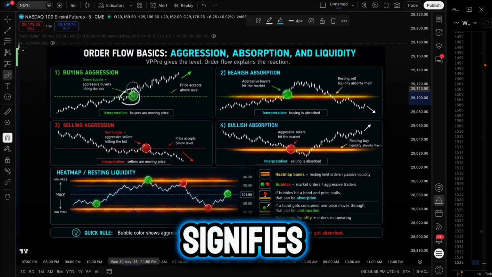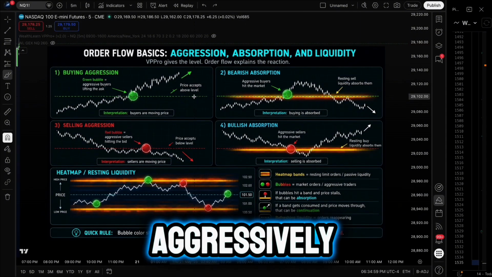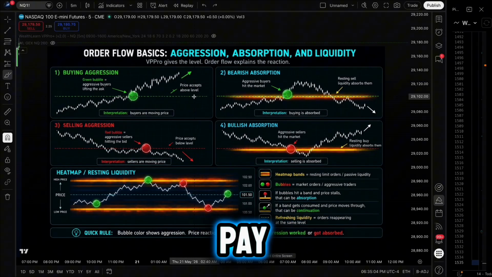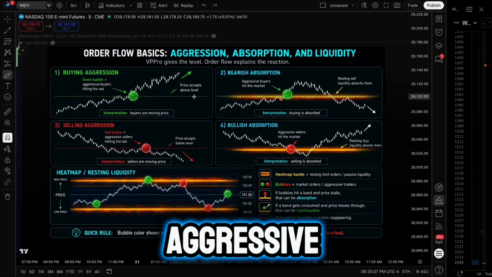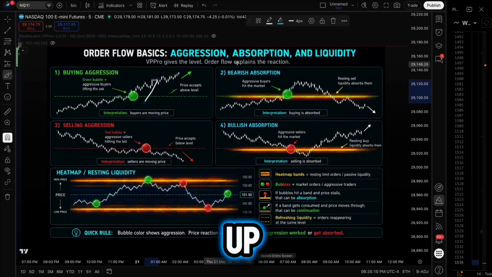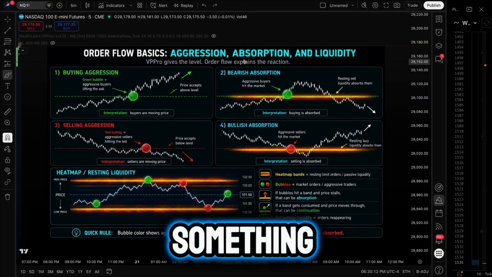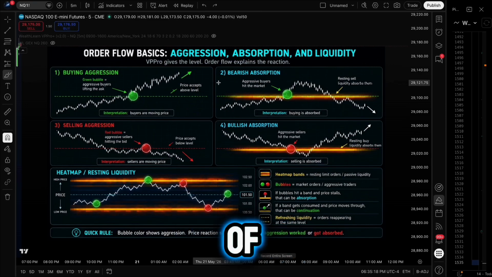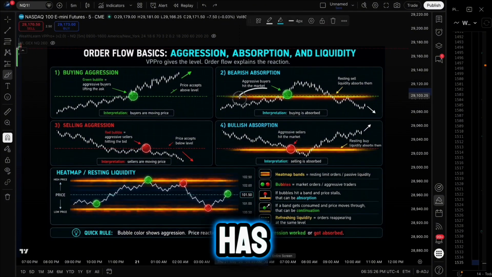A green bubble signifies a large amount of buyers aggressively stepping in. So buyers who traditionally place bids are willing to pay the ask. They are jumping as aggressive as could be. Now, if price moves up, then logically, a bunch of people buying something and price moving up, it's in demand. People are willing to buy it. However, if a bunch of people are buying and aggressively at that, yet the price is not able to move to the upside, somebody has to be selling passively at that level for it to be absorbed.